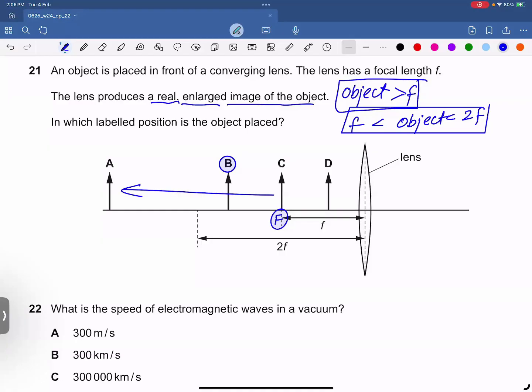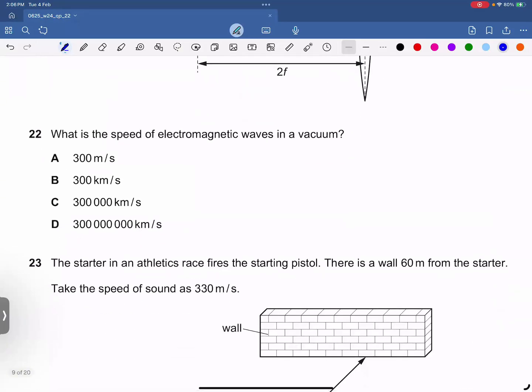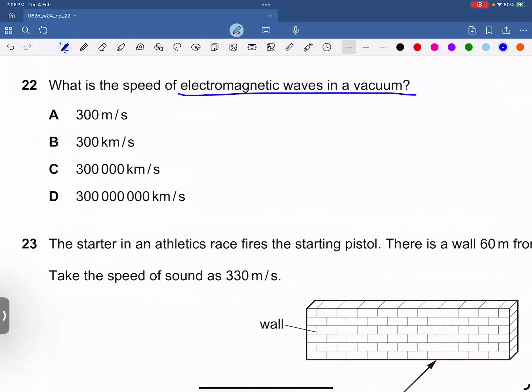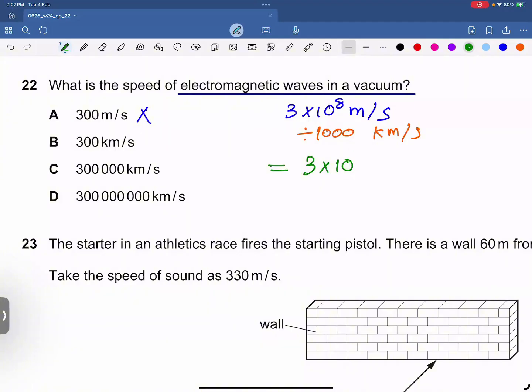Okay? Next, my dear. Question number 22. What is the speed of electromagnetic waves in vacuum? You know that it is 3 into 10 power 8 meters per second. A is wrong. Now change into kilometer. Divide by 1000. When you divide by 1000, it will be 3 into 10 power 5 kilometers per second, or 300,000 kilometers per second. The option is C.